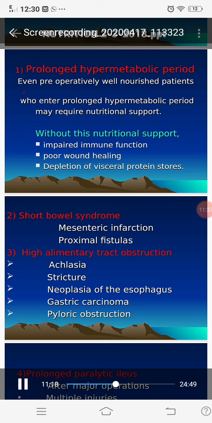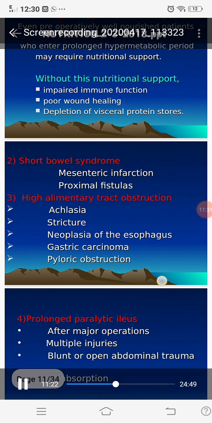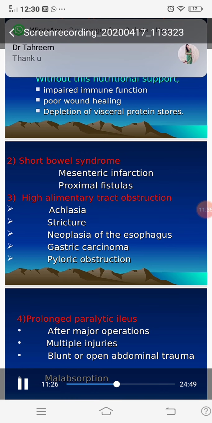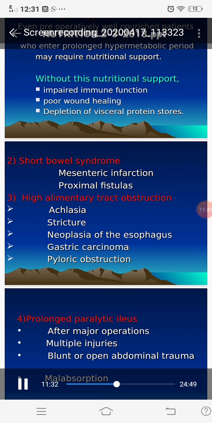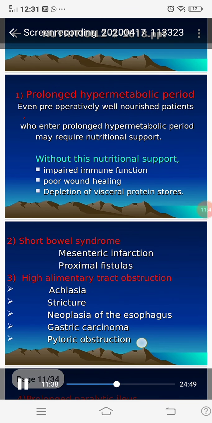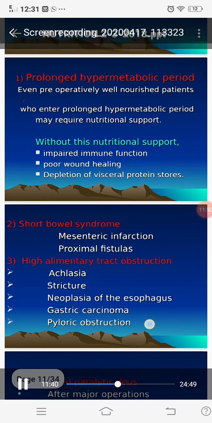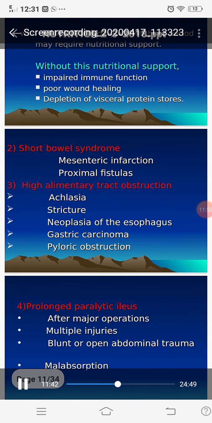Then high alimentary tract obstruction like achalasia, stricture, neoplasia, gastric carcinoma, pyloric obstruction. Achalasia, you know, there is loss of ganglion cells in the normal neuromuscular system of the GIT. Strictures are the fibrosis of the lumen. Neoplasias are the tumors, gastric carcinomas, and the pyloric obstructions. So prolonged hypermetabolic period, short bowel syndrome, and high alimentary tract obstruction, these are the indications.